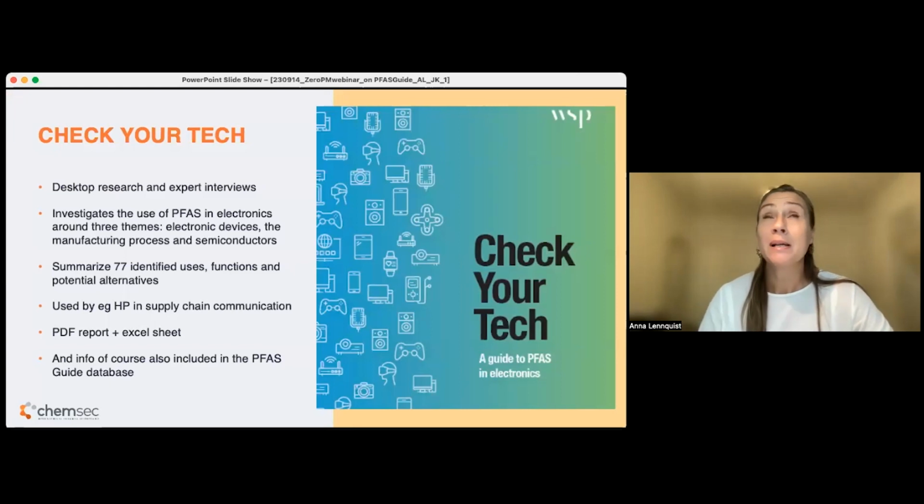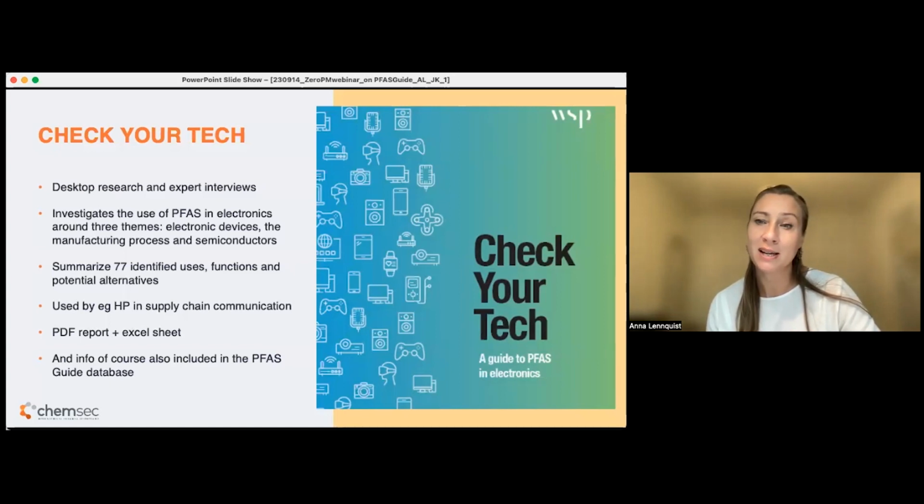This report we published a few months after the main PFAS guide. It's called Check Your Tech, and it holds information on PFAS use in the electronics sector. There were 77 uses of PFAS identified, and the report is structured in three use areas. It goes through electronic devices, then looks specifically at the manufacturing of electronics, and then there is a specific part on semiconductors, a use that is especially often mentioned as an area where PFAS is difficult to replace.